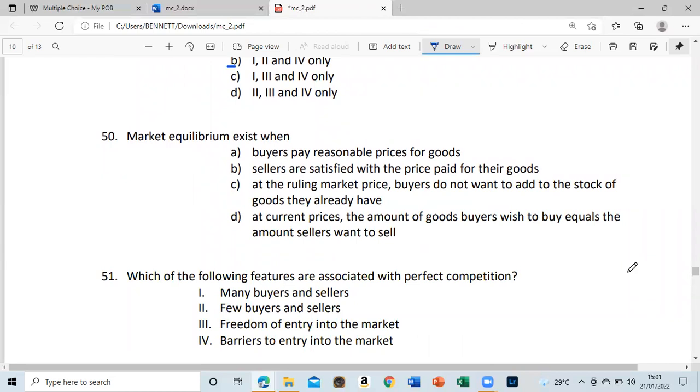Alright, number 50. Market equilibrium exists when A, buyers pay a reasonable price for goods, B, sellers are satisfied with the price paid for their goods, C, at the ruling price, buyers do not want to add to the stock of the goods they already have, and D, at the current prices, the amount of goods buyers wish to buy equals the amount sellers want to sell. And that would be D, at current prices, the amount of goods buyers wish to buy equals the amount sellers want to sell.